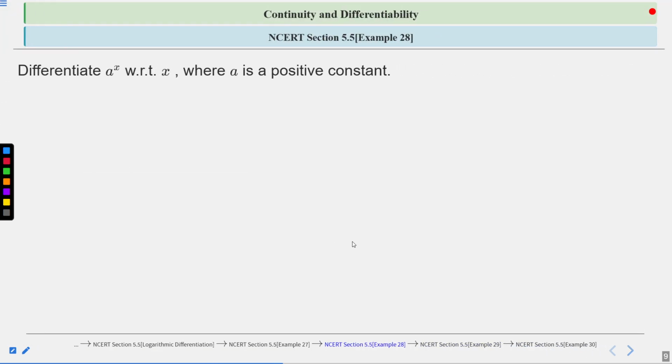Now differentiate a to the power x with respect to x where a is a positive constant, right? It is NCERT section 5.5 example 28, right? Again, you have 40 seconds to solve or think about this question. After that, we'll move to the solution part, right?